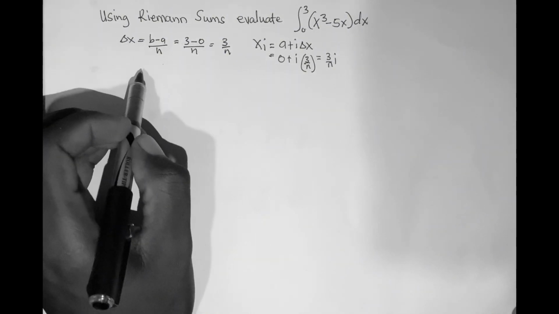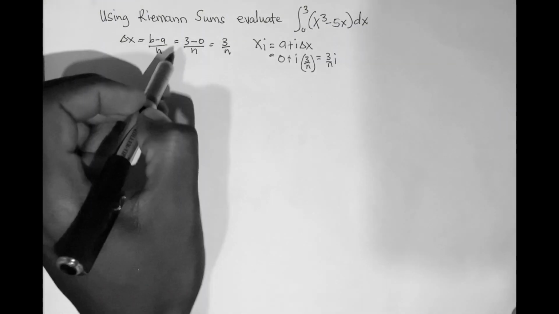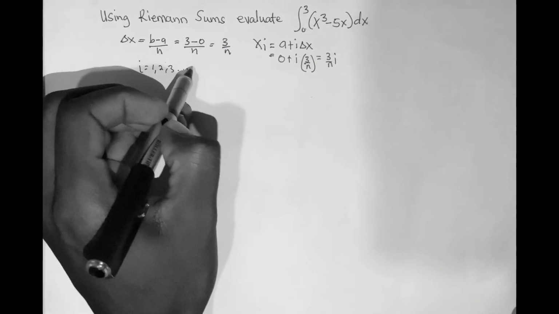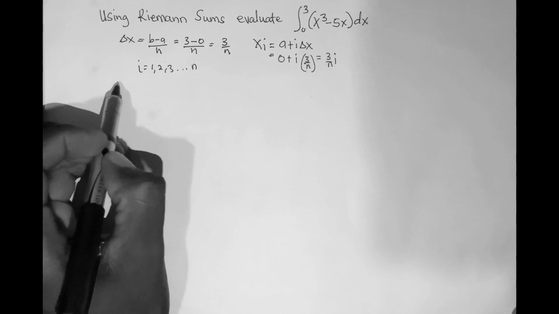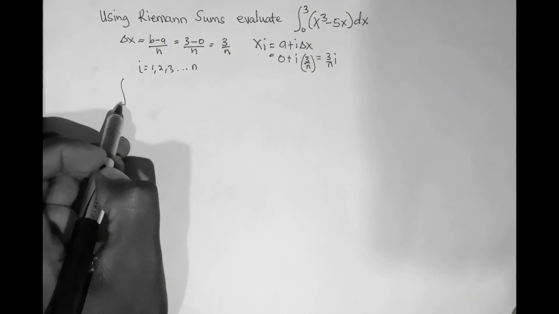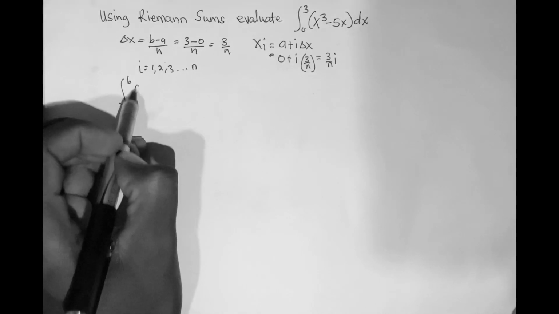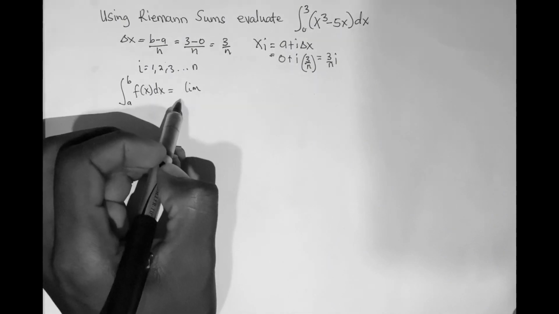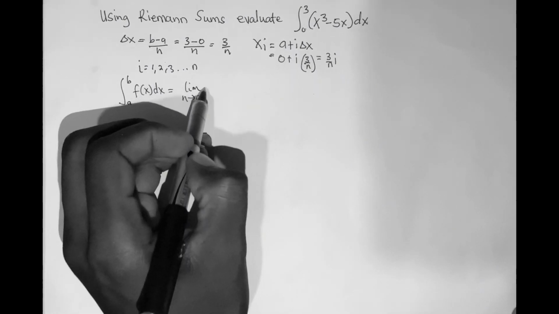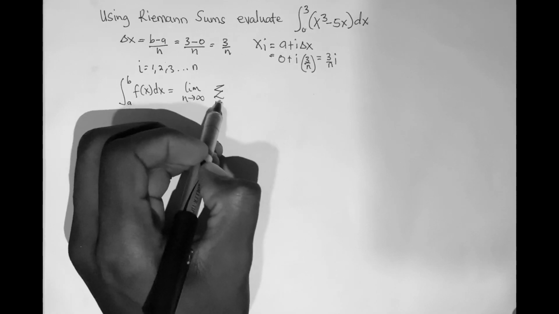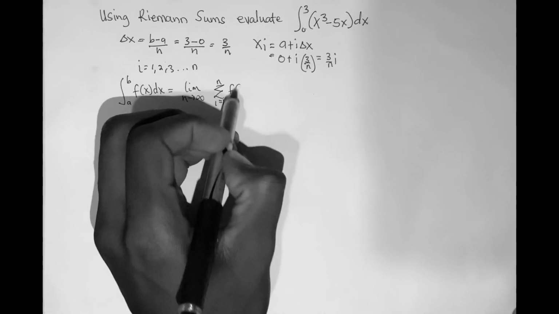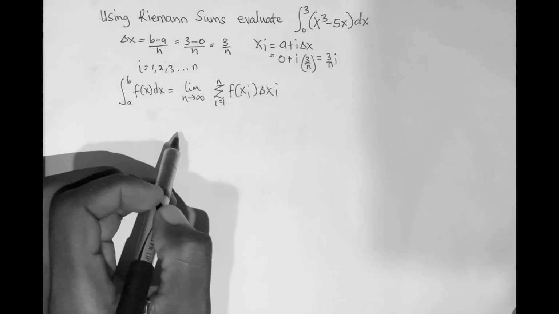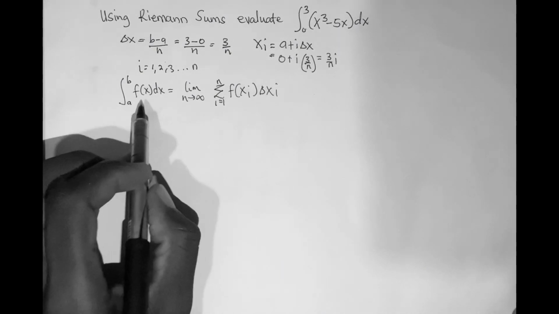So let's go ahead and write the formula for the limit. But we know that the definition for i is that i is equal to 1, 2, 3, up to the number n. So from Riemann sums, we know that the integral from a to b of f of x dx is equal to the limit as n approaches infinity of the sum of i equals 1 to n of the function f of xi delta xi. So this is the definition of the Riemann sum.